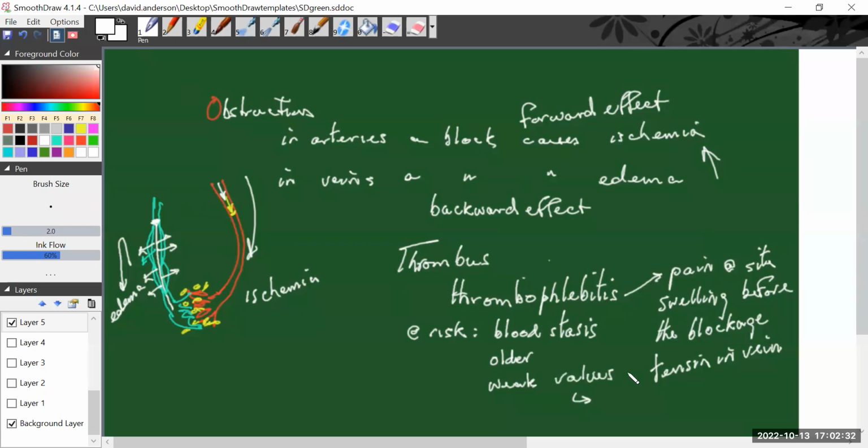When a valve is weak and not closing properly, it's described as being incompetent. That term is used whether you're talking about the valves in the heart or, in this case, valves in the veins associated with where this particular thrombus has formed.